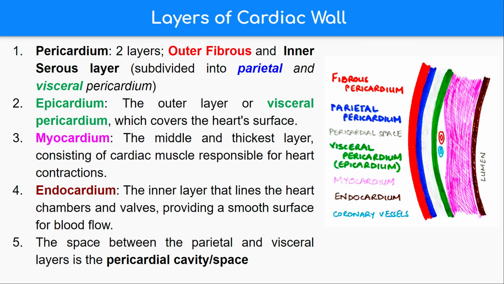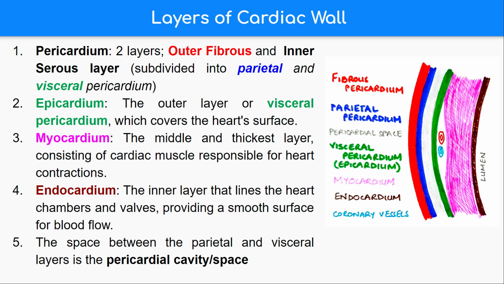This image is a section showing the layers of the cardiac wall from outside to inside the heart. The first layer is the pericardium, which is further subdivided into two layers, an outer fibrous layer and an inner serous layer, which is subdivided into a parietal and visceral pericardium. The epicardium is the outer layer or the visceral pericardium which covers the heart's surface.